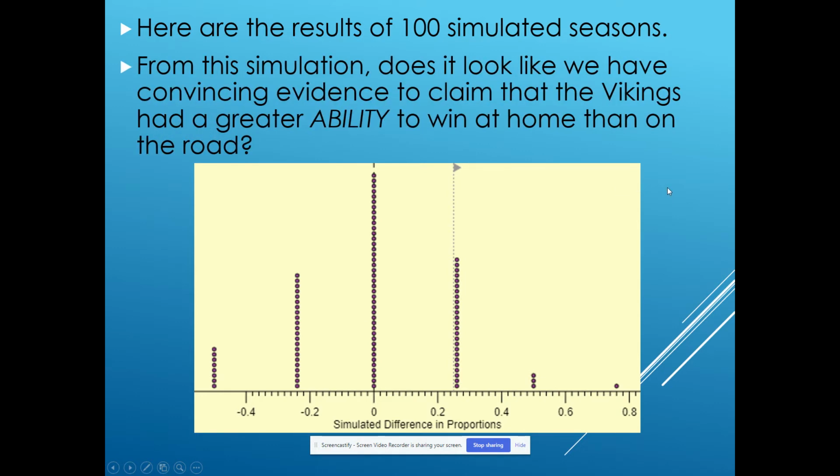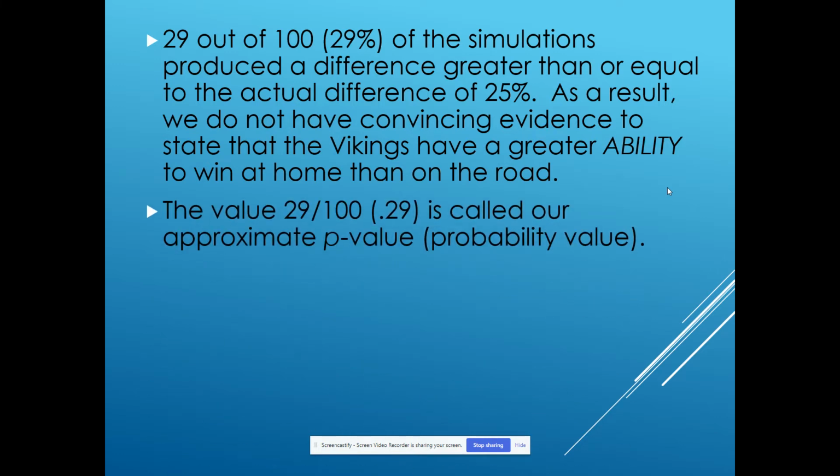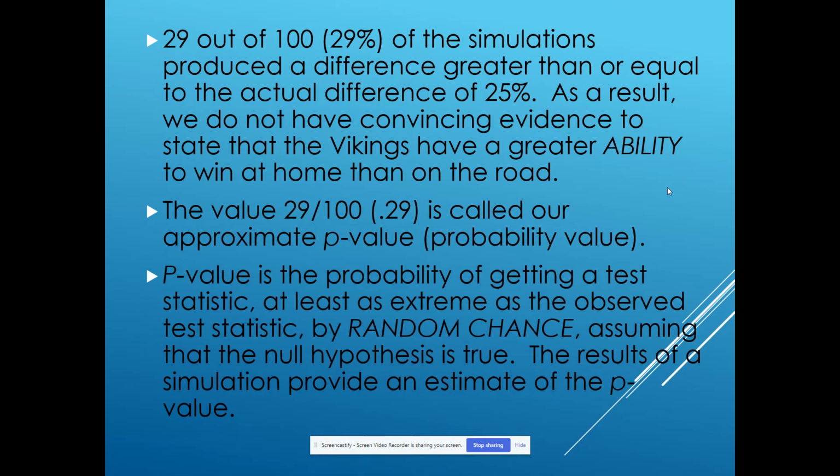Okay, so from the simulation, does it look like we have convincing evidence to state that the Vikings' ability was greater to win at home than on the road? Well, 29 of those dots are at or above the 0.25 or 25% difference. So that means that 29 out of 100, or 29%, of their simulations produced a difference greater than or equal to the actual difference of 25. That's what we call our p-value, that 0.29.